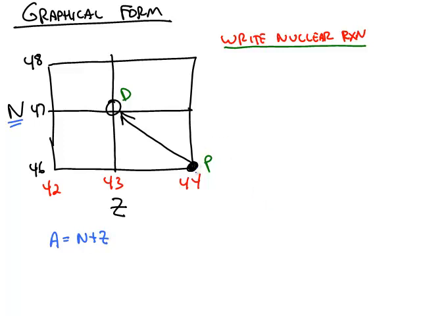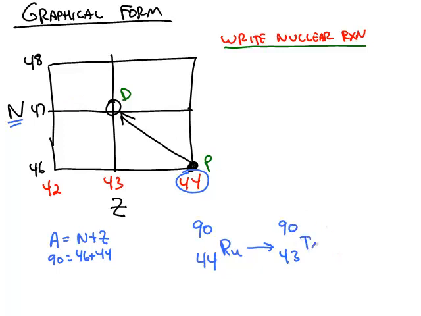So if we look at the parent, in this case, the parent has 44 protons. The atomic number is 44, so that's ruthenium. The parent starts with 46 neutrons. 46 plus 44 gives a mass number of 90. So this is ruthenium-90. If we do the same thing for the daughter, we can see that the daughter ends up with 43 protons, 47 neutrons. So the mass number hasn't changed.